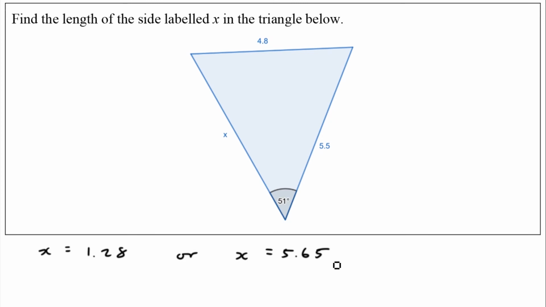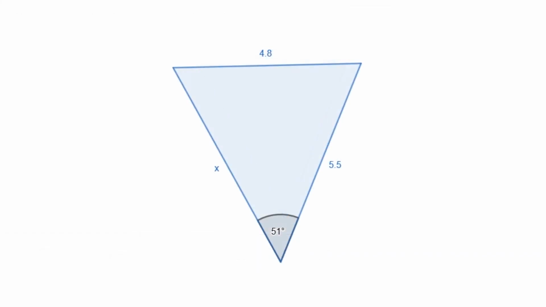Well, suppose we hadn't actually been given a picture. Suppose we had just been told that we had a triangle of sides of length 5.5 and 4.8 and an angle of 51 degrees between the side of length 5.5 and the unknown side. Is there another way we could have drawn this information? Again, the answer turns out to be yes.